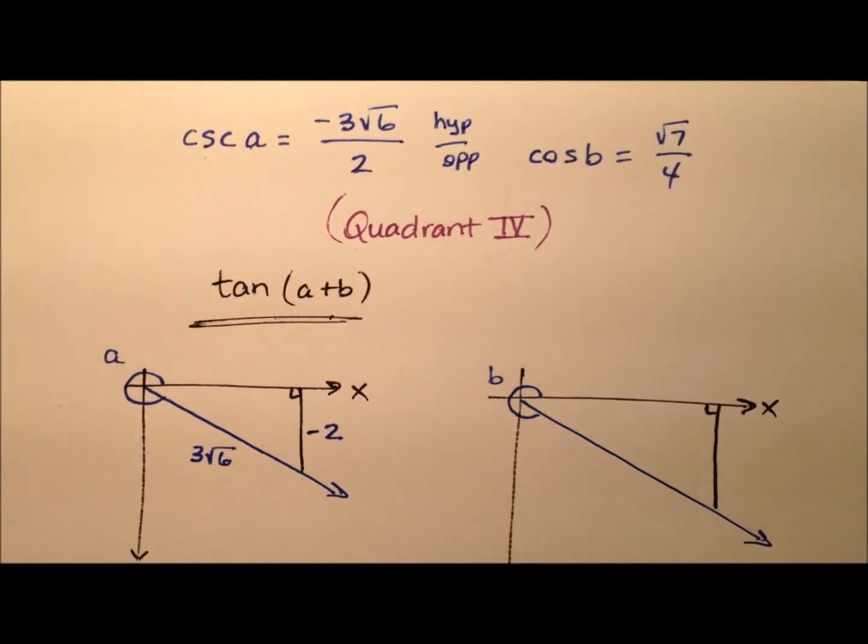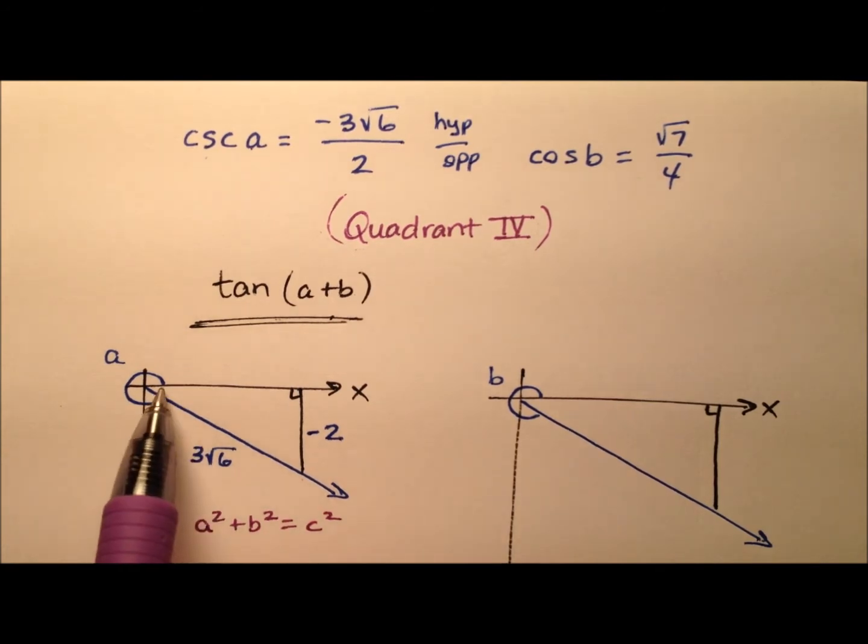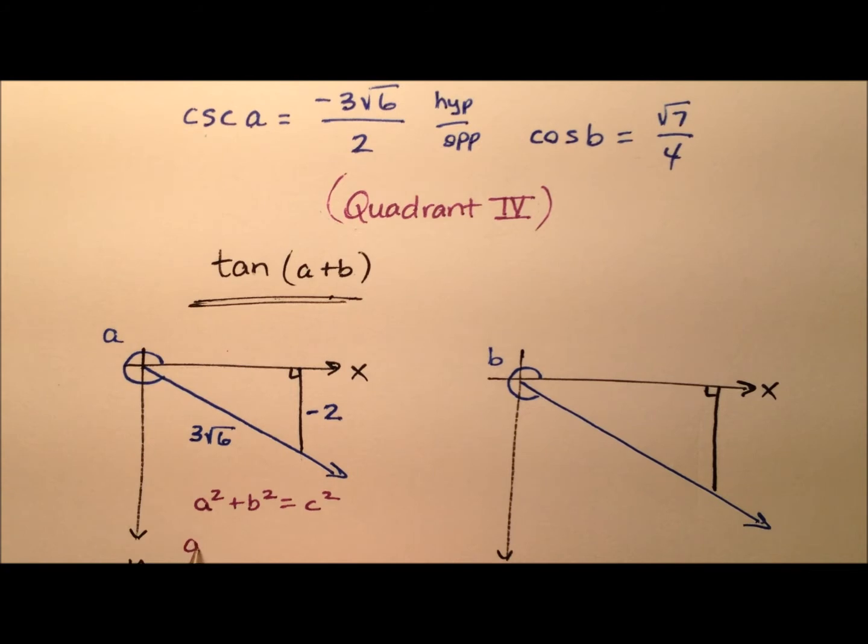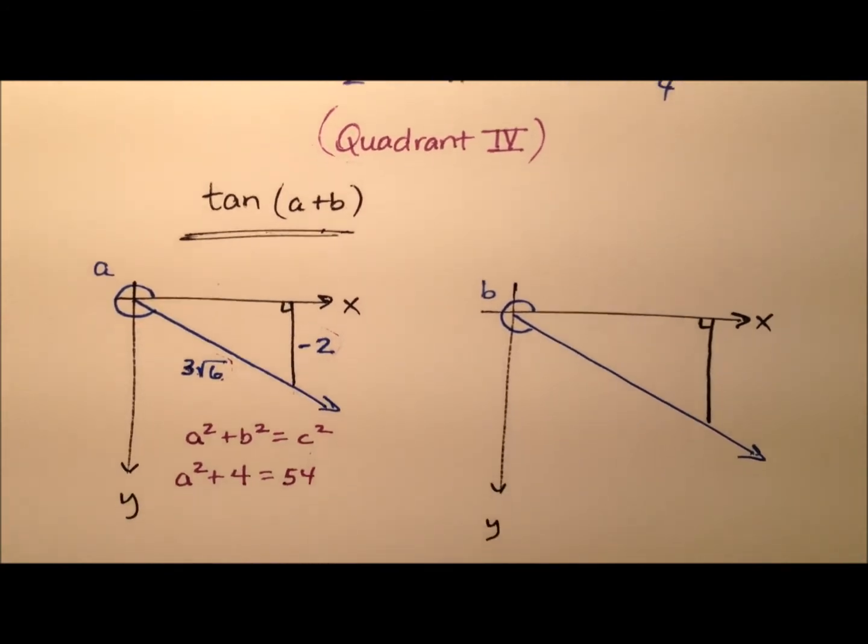And now we can go ahead and use our Pythagorean theorem to find the length of that third side, which is going to be this other leg. We'll call it a. So a squared plus b squared, the square of this leg, so 4, equals the square of the hypotenuse. So 3 radical 6 squared will be 3 times 3 times 6, because the square root of 6 squared will just be 6. So 3 times 3 is 9, times 6 is 54.